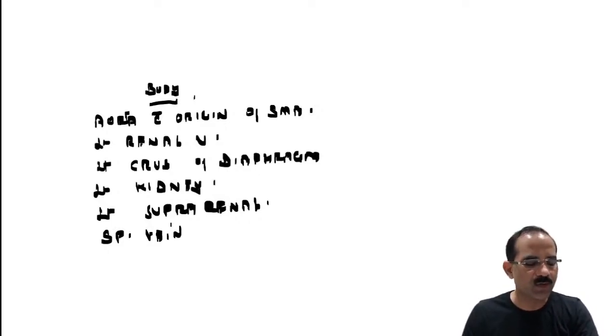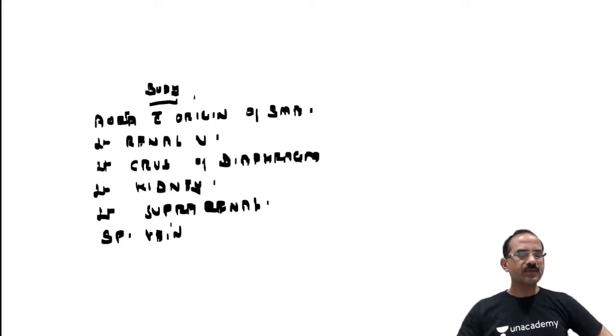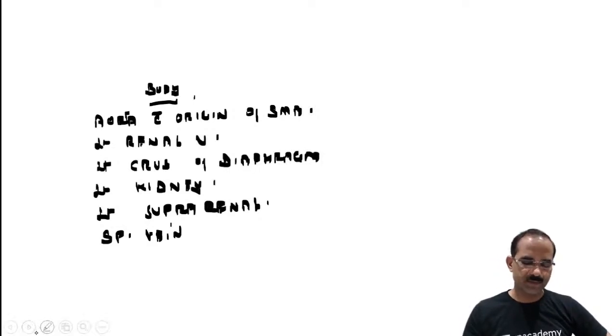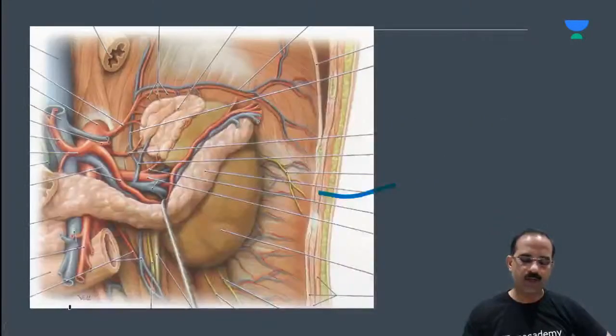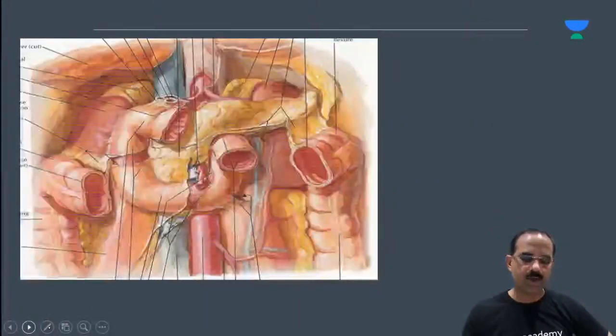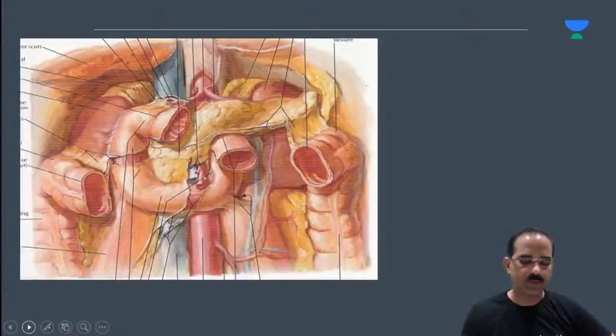Any doubts you have? Anyone has? You ask me. Students, clear है? If anyone has got any doubts, you can ask me. So this becomes the posterior relations of the body of the pancreas.